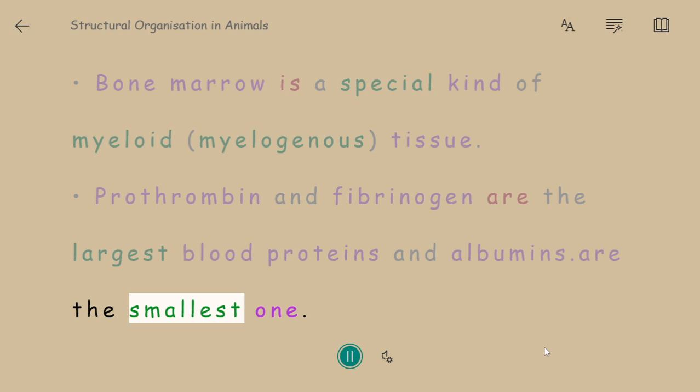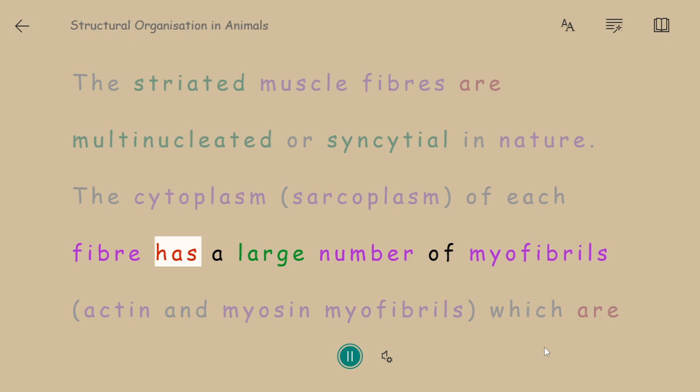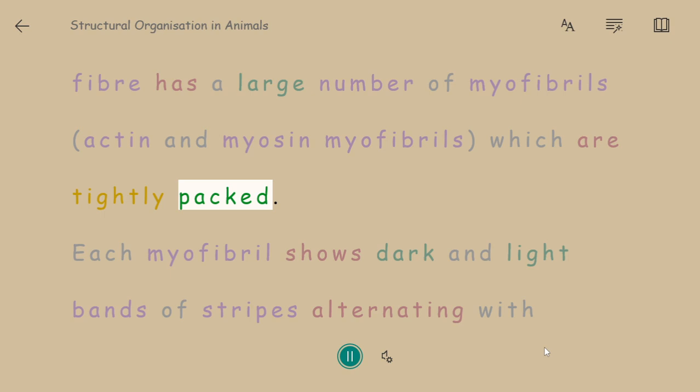Muscular tissue. The striated muscle fibers are multinucleated or syncytial in nature. The cytoplasm, sarcoplasm, of each fiber has a large number of myofibrils, actin and myosin myofibrils, which are tightly packed. Each myofibril shows dark and light bands or stripes alternating with each other.